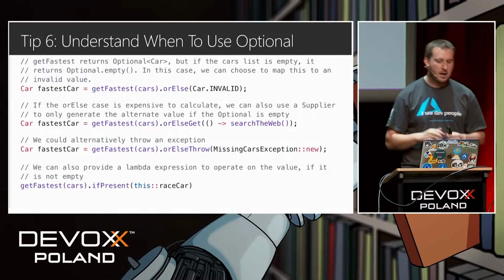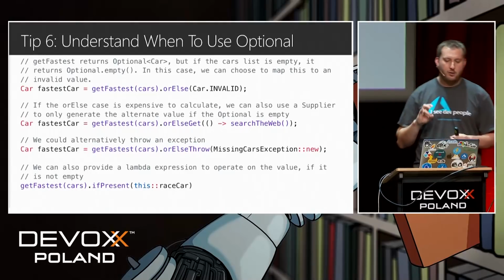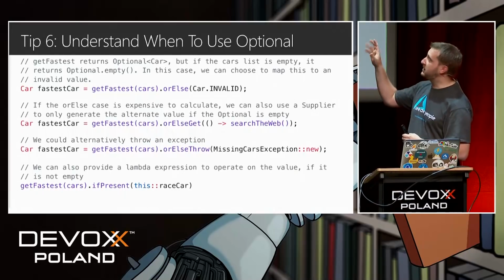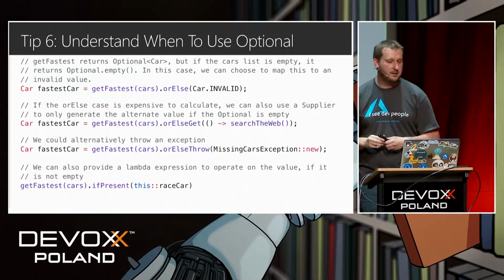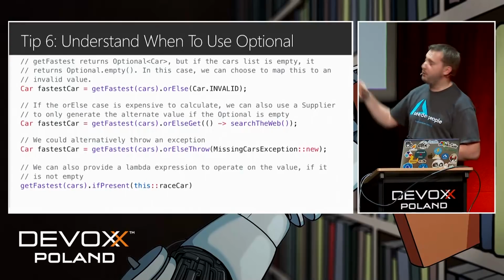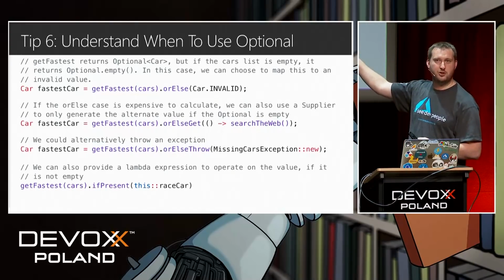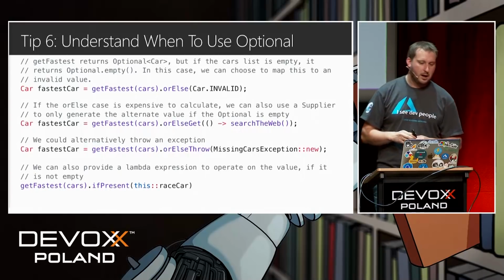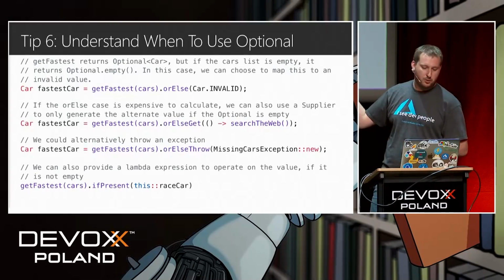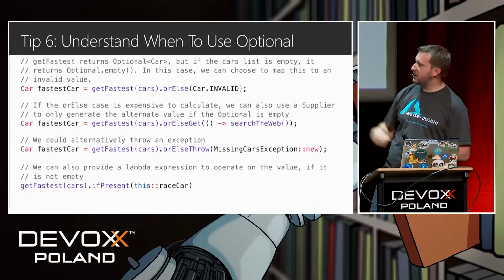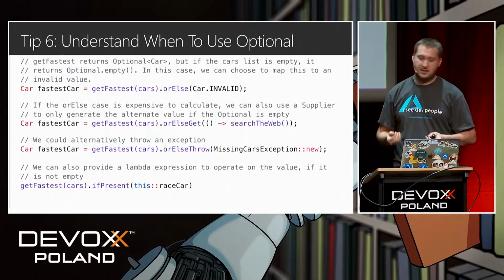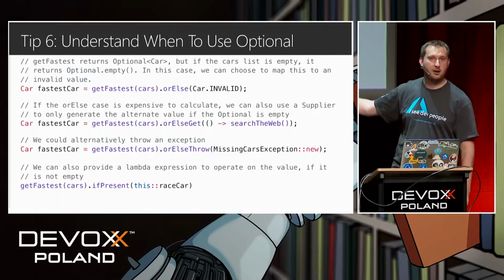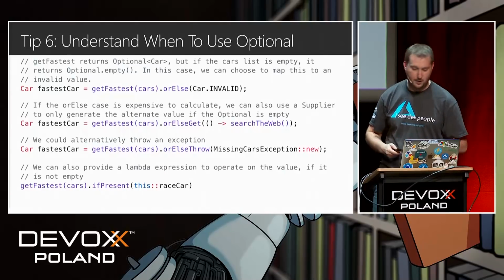If the operation inside the orElse call is expensive, we can use the orElseGet method, where you pass in a supplier, a functional interface lambda expression, that will do some expensive operation. In this case, I'm saying search the web. Fair enough, it's slow. We don't want to do that in all cases like the first line. If we want to throw an exception, we can just do that straight away. And we can do some really nice distinct stuff in that last line. We can get the fastest car, and if there is one and it's not empty, just race that car straight away. That saves a lot of code, right?